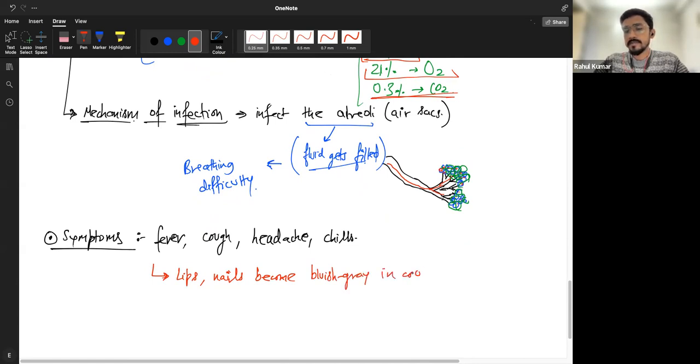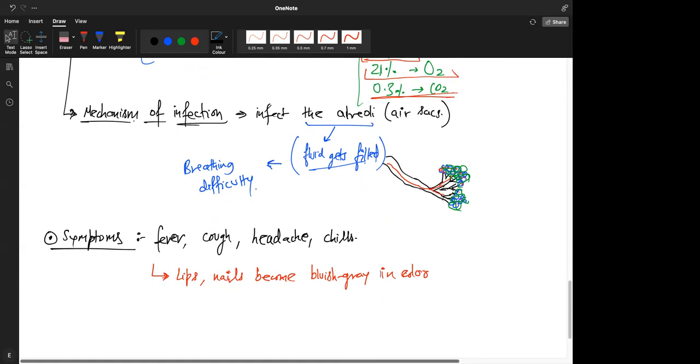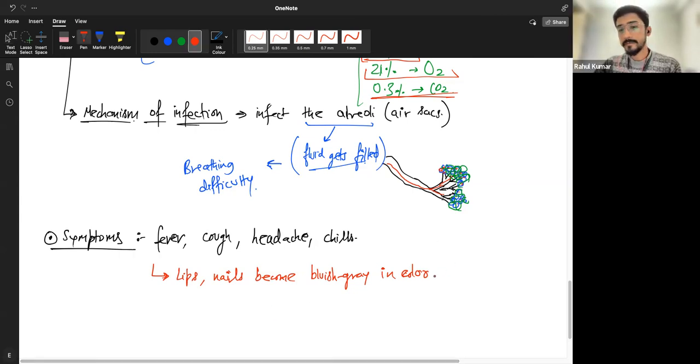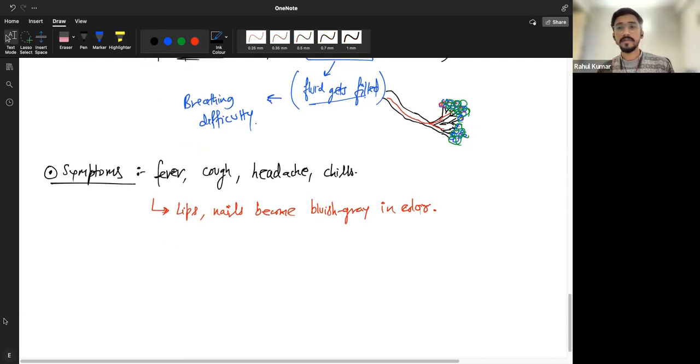Why do you think this happens? Anyone? Why do lips start becoming grayish blue? Lips, nails. Lack of oxygenated blood supply. Very good. Perfect. So now you are thinking already like a biologist. Great. So now, is it clear? All the symptoms are associated. If you understand the disease, you can predict the symptoms.